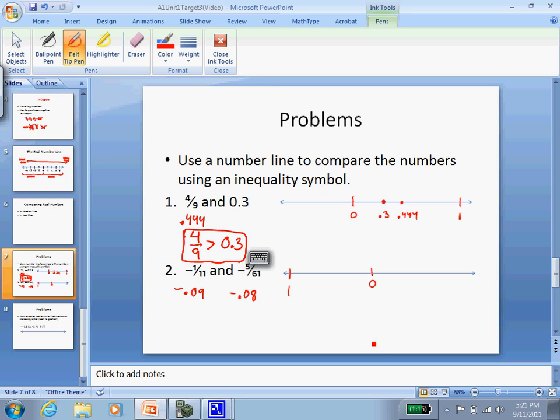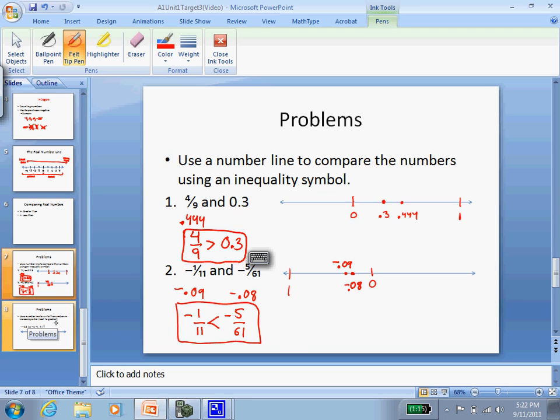And now remember, the tricky thing about the negatives is they're backwards. So the -0.08 is going to be closer to 0 than the -0.09. And so since the -1/11 is farther to the left than -5/61, I'm going to say -1/11 is less than -5/61. So remember, you can use your number line to do these comparisons. The number farther to the left is lesser. The number farther to the right is greater.